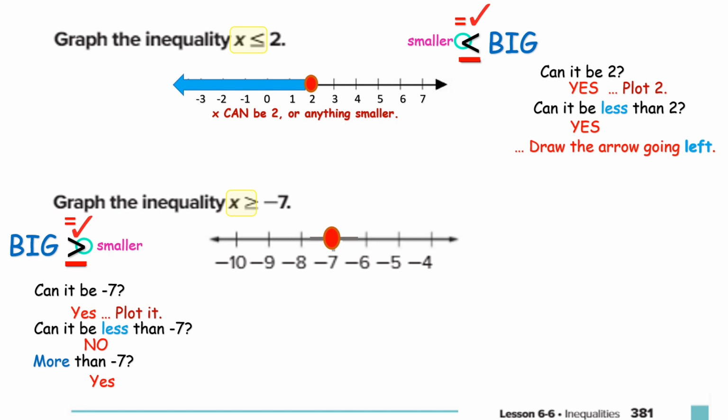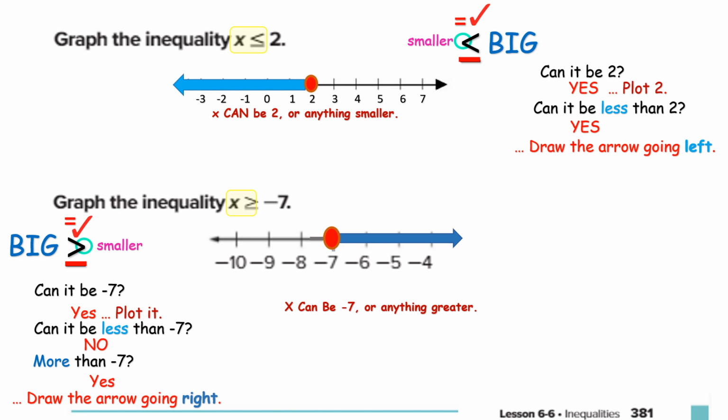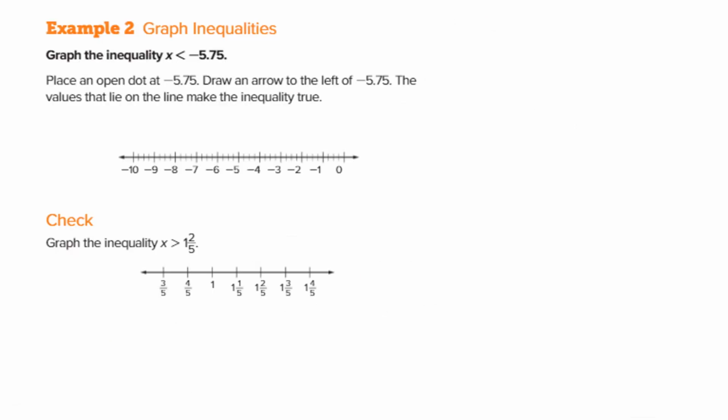So if it's bigger, then I know I'm going to shade my number line to the right. That's telling me that my variable of x can be -7 or anything greater, anything bigger than -7. And once again, in positives and negatives, when it comes to integers, for the negative numbers, the digits themselves get smaller, but their value is greater because they're getting closer to 0.